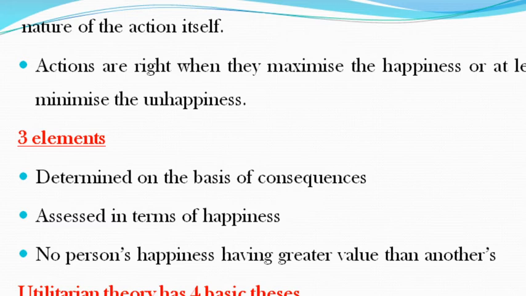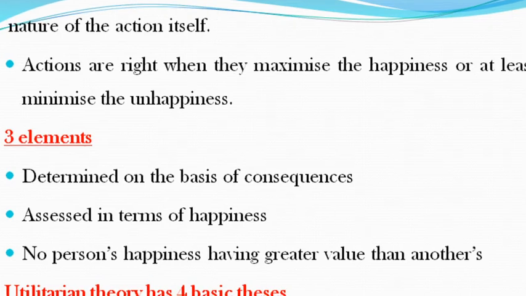Okay, so if there are two actions and we want to select one of them, what kind of action will we select? We should select the one which gives the maximum happiness to the people. We have two actions: one gives us happiness, and one gives us unhappiness. So how should we select an action from these two? We have to select the action which gives the maximum happiness, or we should select the action which minimizes our unhappiness, right? Okay, so actions are right when they maximize happiness or at least minimize unhappiness.